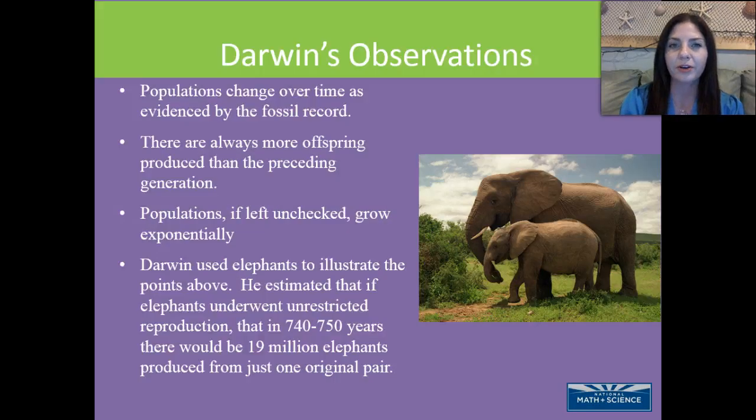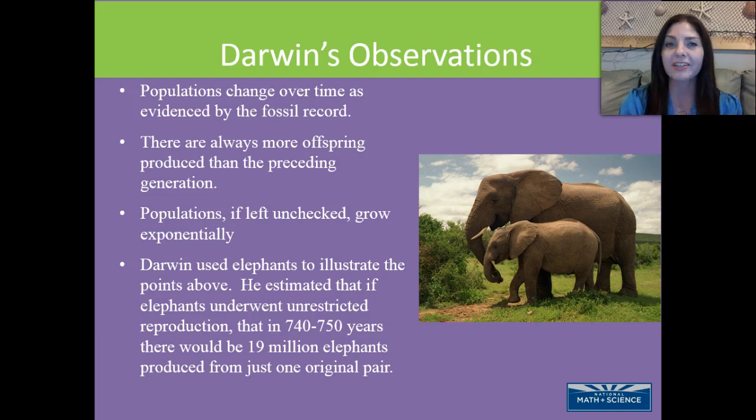So Darwin came up with different observations. He observed that populations change over time as evidence of the fossil record. There are always more offspring produced than the preceding generation. He also said that populations, if left unchecked, will grow exponentially. Now, Darwin used elephants to illustrate the points above. He estimated that if elephants underwent unrestricted reproduction, in 740 to 750 years, there would be about 19 million elephants produced from just that one original pair.